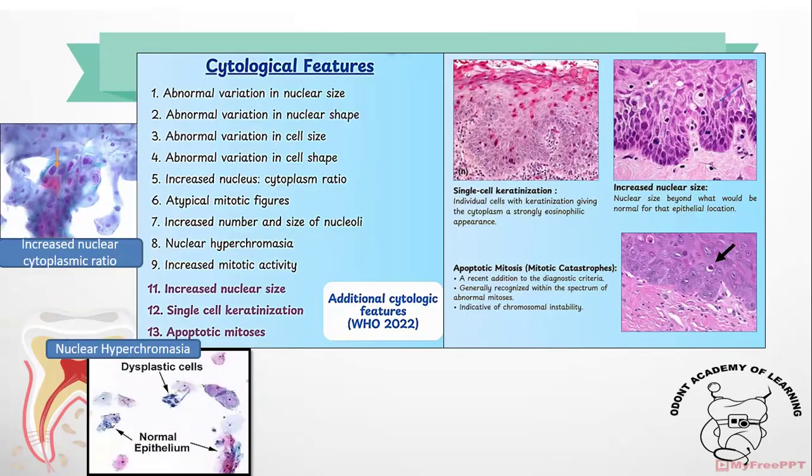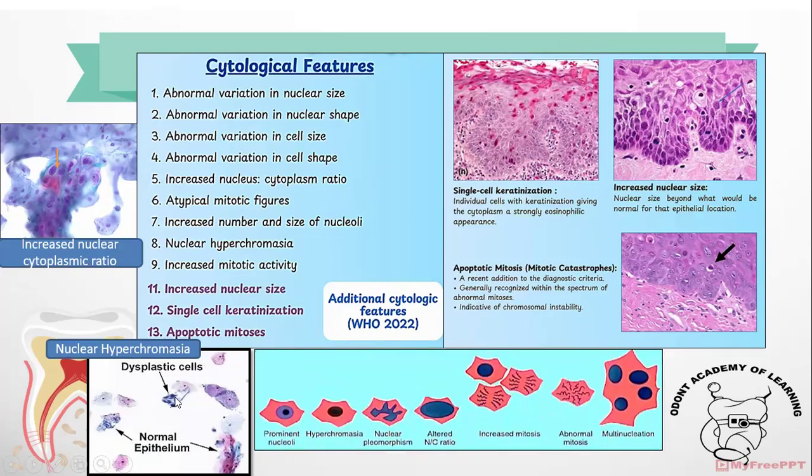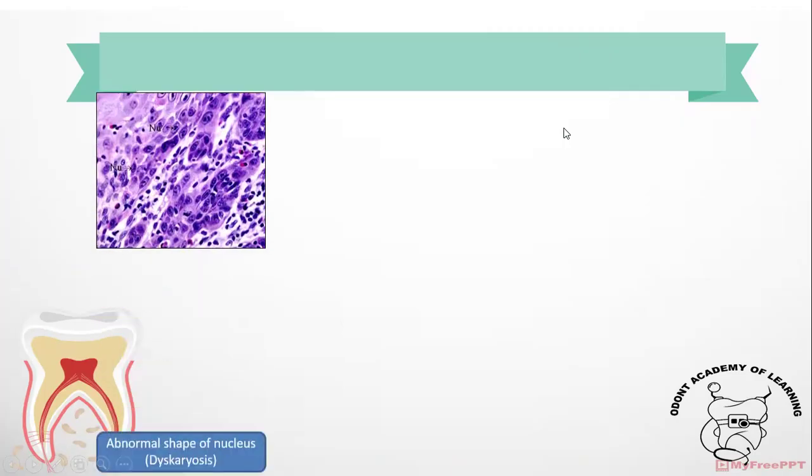You can see the nuclear hyperchromasia. The nucleus is very darkly stained. That is nuclear hyperchromatism. So basically all these things are seen in case of dysplasia. And there we can see a single cell or individual cell keratinization in different parts of the epithelium. Rather than this, keratinization should be visible here itself. But if you are able to see this keratinization in this part, then that means this is an abnormal thing.